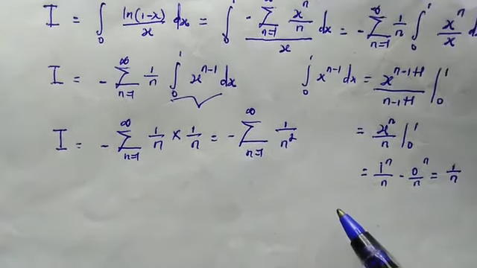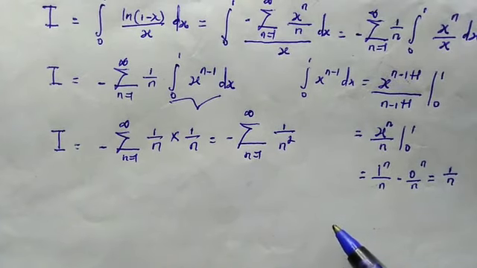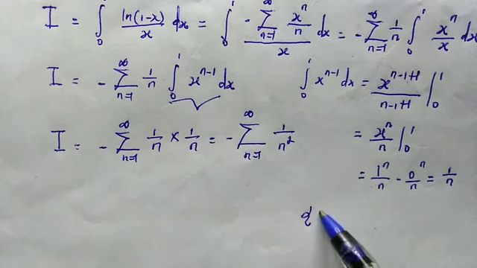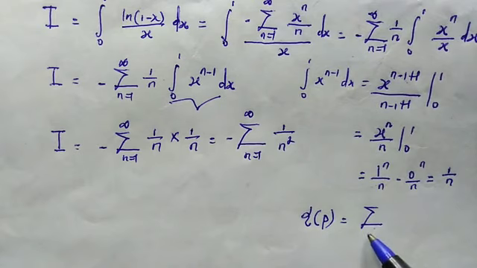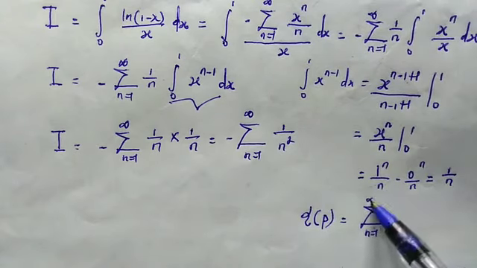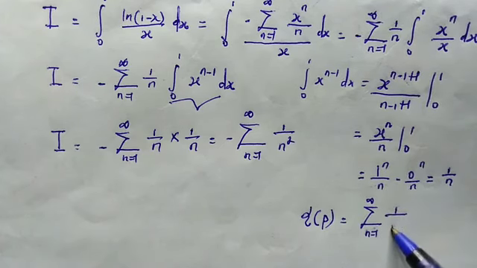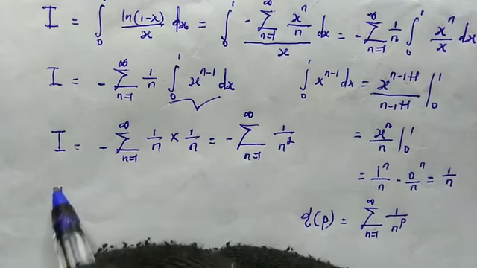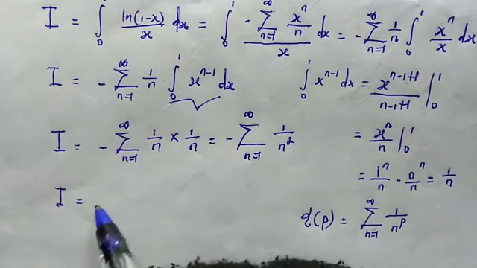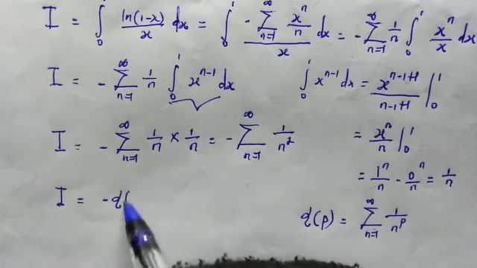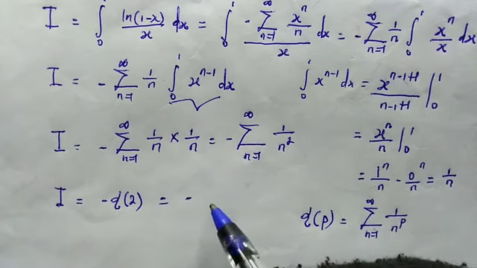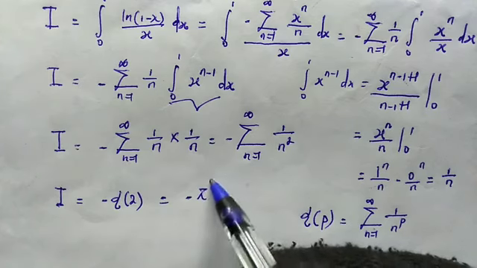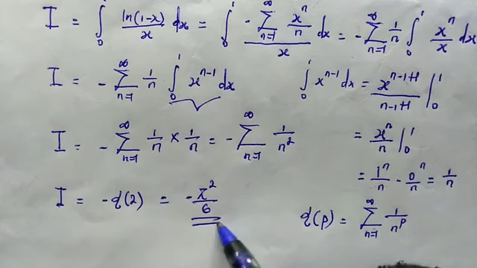Let us recall the Riemann zeta function. We have the Riemann zeta of p. This is equal to the sum as n goes from 1 to infinity of 1 over n to the power of p. So from here we can see clearly that our integral I is equal to the negative Riemann zeta of 2. And this is equal to the negative Riemann zeta of 2 is what? Pi squared over 6. And this is the answer.